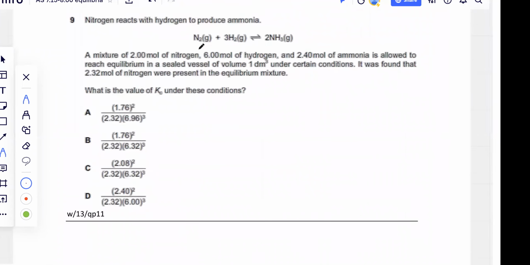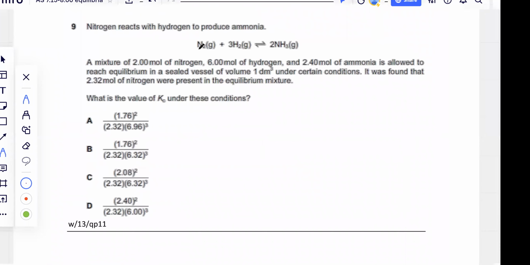So just going to do a few more questions just because this is important. So this is exactly the same. Try and work this out. So he added what in the container initially?